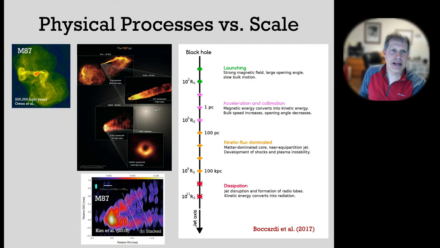Okay, so here again is that plot showing physical processes versus scale. And down in the launching region, close to the black hole, it is thought that a strong magnetic field is involved in launching the jet. And the jet, again, launches with a fairly large opening angle in a way that is limb darkened. That already gives you some important clues about jet launching right there.